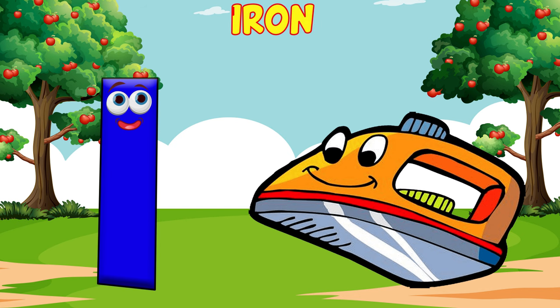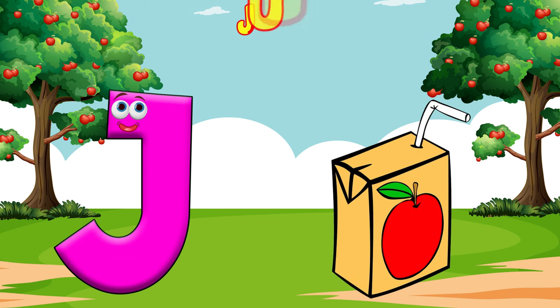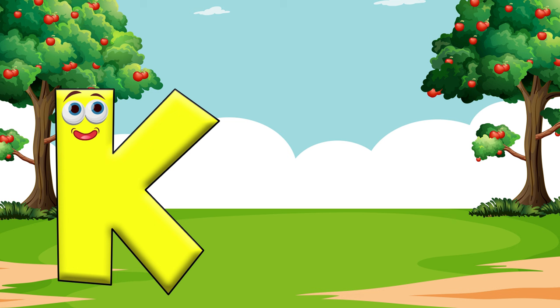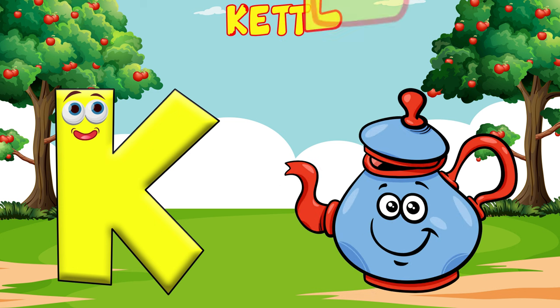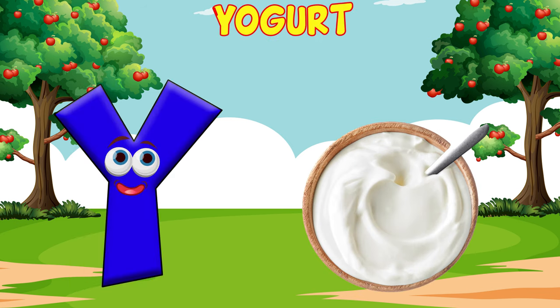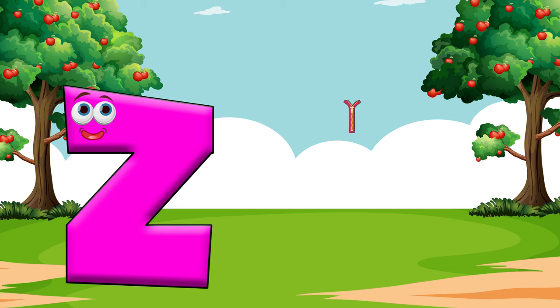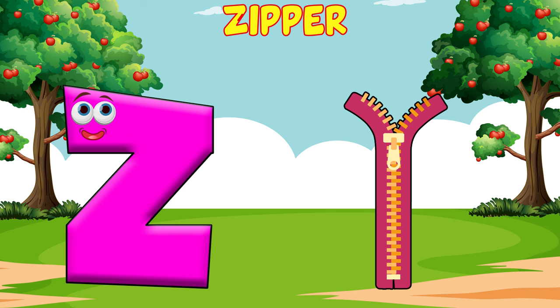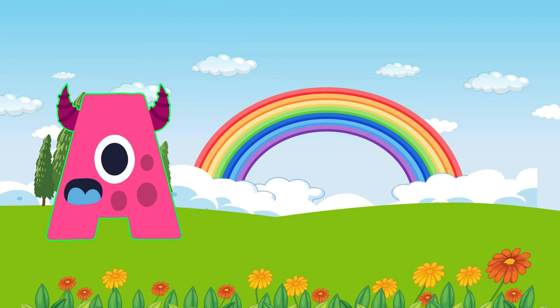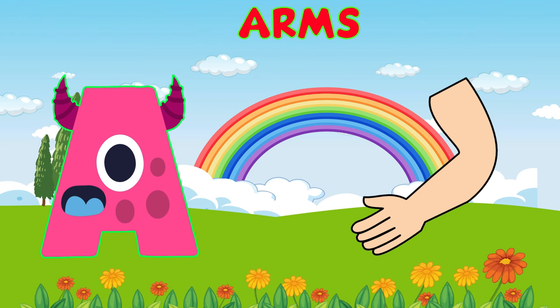I is for iron. J is for juice. K is for kettle. Y is for yogurt. Z is for zipper. A for arms.